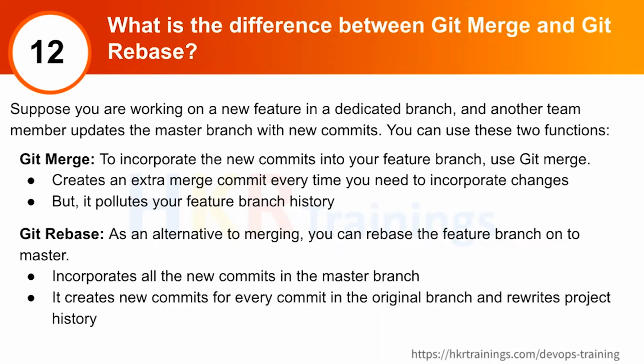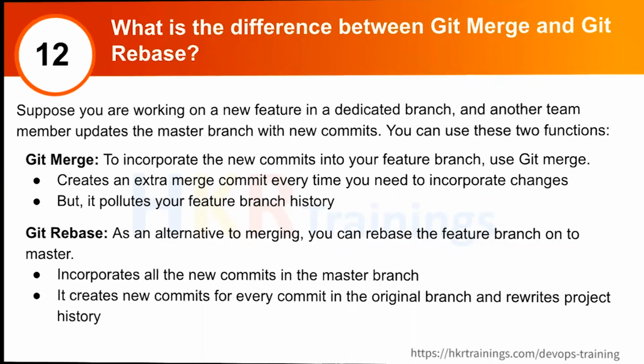It creates an extra merge commit every time you need to incorporate changes, and it pollutes your feature branch history as well. So the second option is git rebase. As an alternative to merging, you can rebase the feature branch onto the master. It incorporates all new commits from the master branch, creates new commits for every commit in the original branch, and rewrites the project history. That way your Git history will not get polluted.